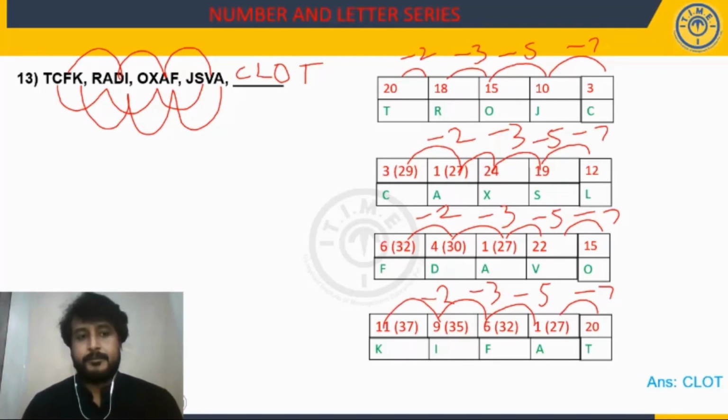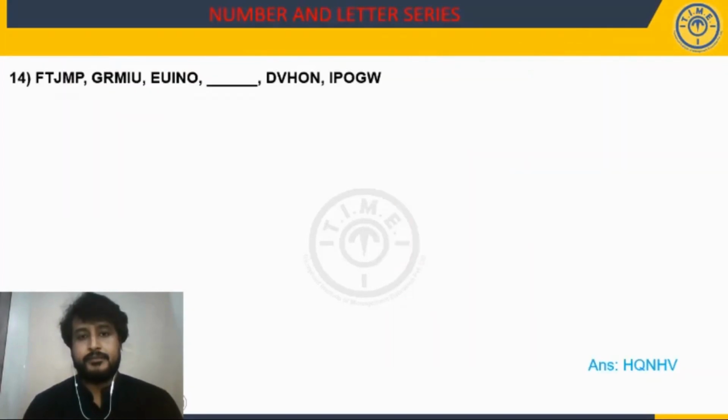Question number 14. F, T, J, M, P. Here each group consists of how many letters? 5 letters. F, G, E, blank, D, I; T, R, M, ... Any number of letters may be given in each group, the procedure will remain the same.